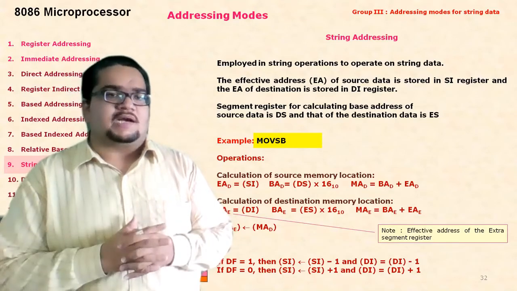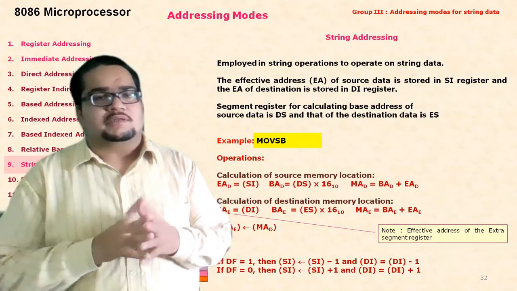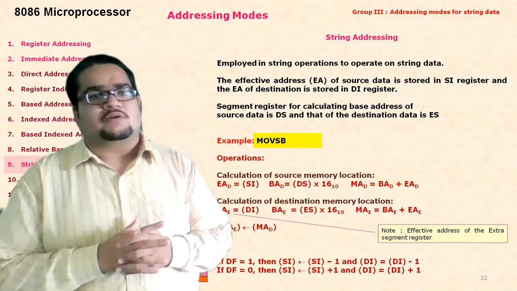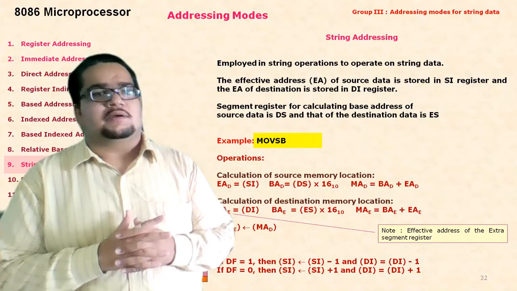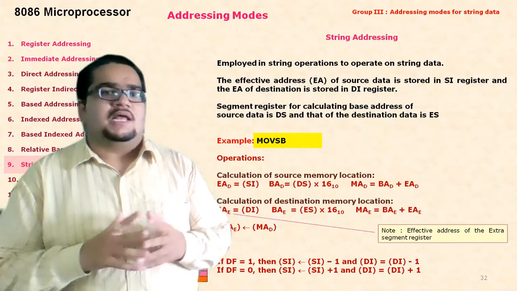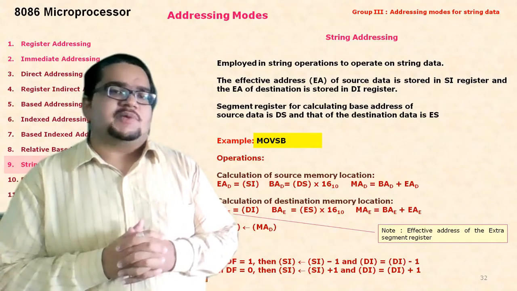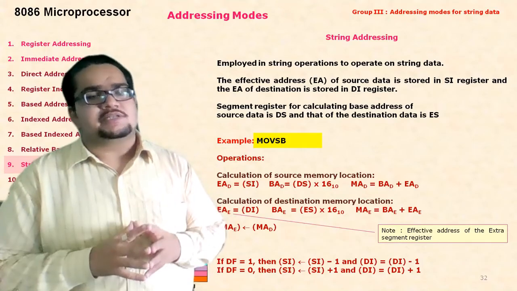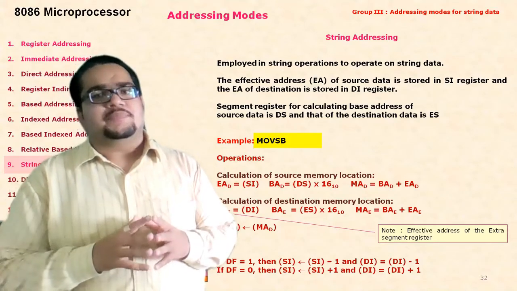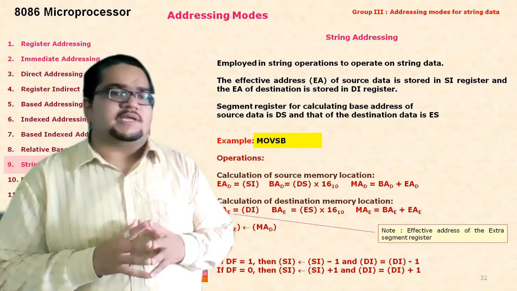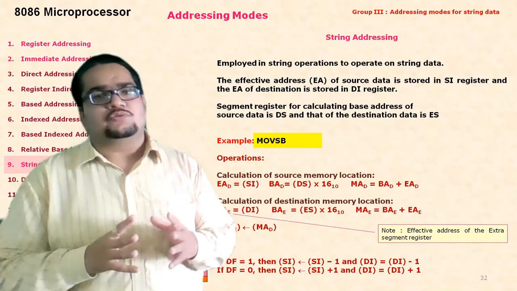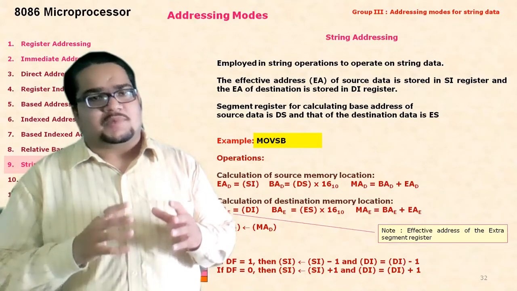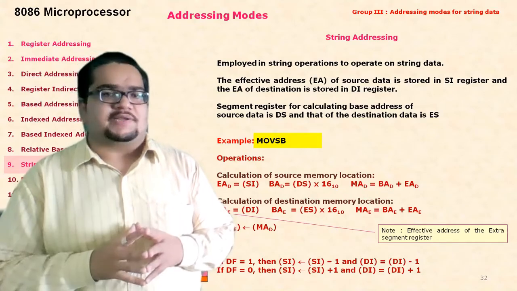Here the data is a string of characters actually. So for the segment registers used for calculating our source string's base address and the destination string's base address, our DS register is used for calculating the base address of the source string, and ES will be used for calculating the base address of our destination string.